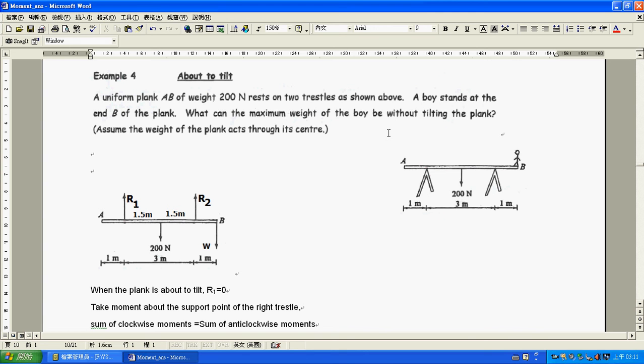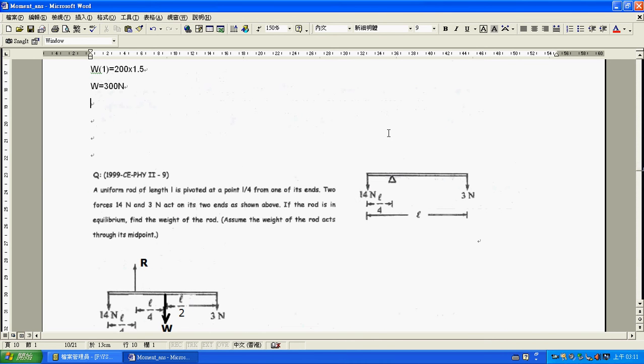In the last video, we finished example 4. Let's move on. Now for this question, which is a 1999 CE question. A uniform board of length L is pivoted at a point L over 4 from one of its ends, and the two forces, 14 Newtons and 3 Newtons, act on its ends as shown on the right. If the rod is in equilibrium, find the weight of the rod.